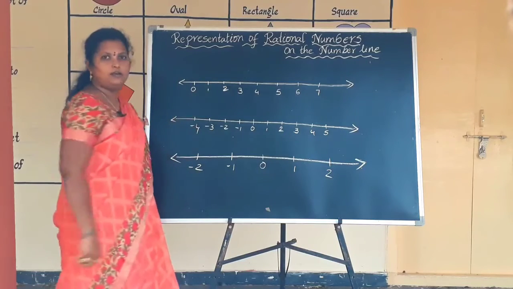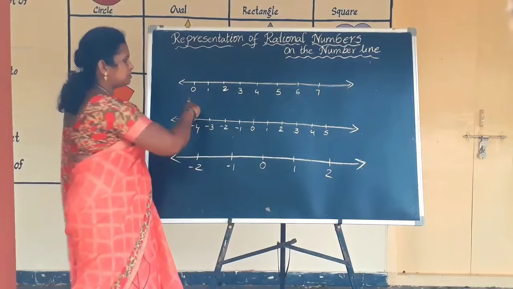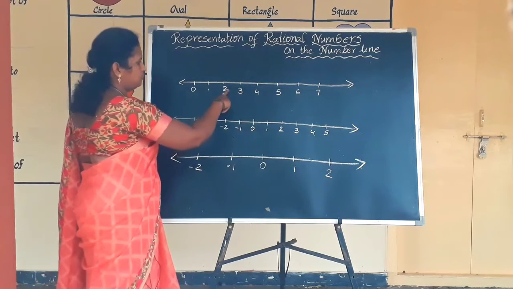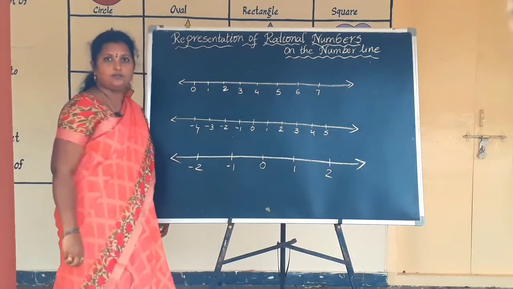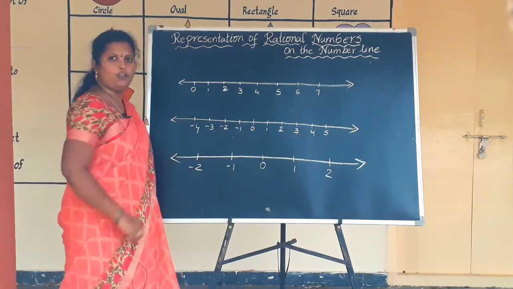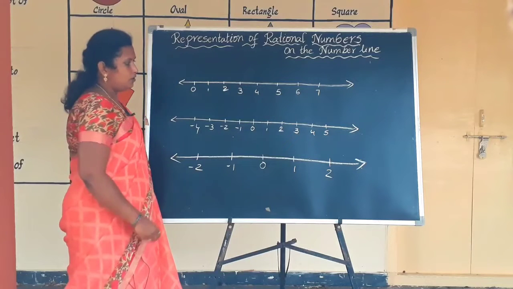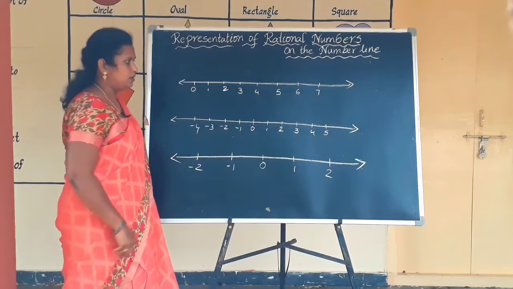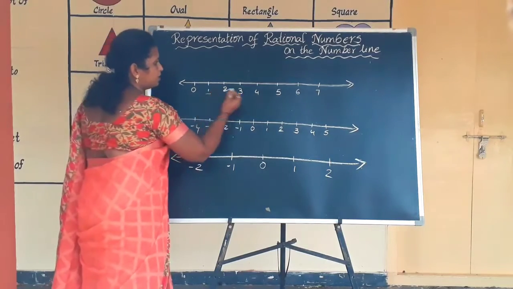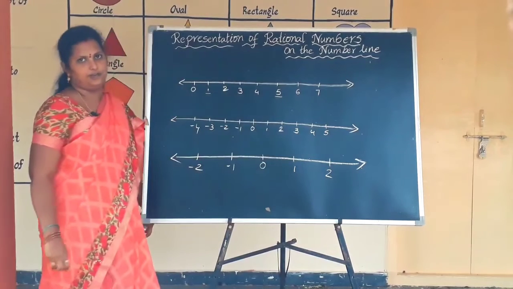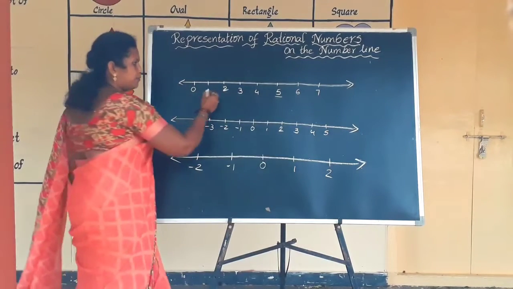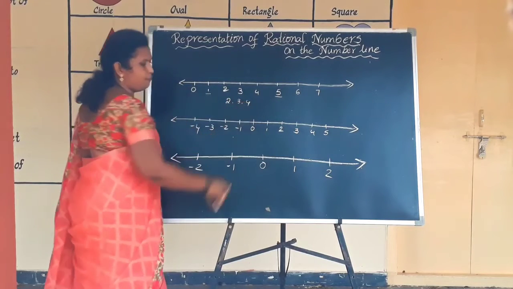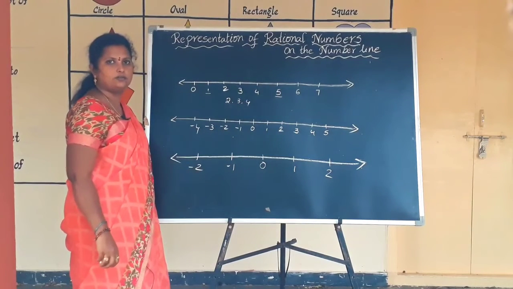Here see this number line. Which type of numbers are there on this number line? We are having 0, 1, 2, 3, 4, 5, 6 and so on. These are all whole numbers. So we can represent the whole numbers or natural numbers on the number line. In this number line, what are the numbers between 1 and 5? Between 1 and 5 we are having the numbers 2, 3, 4. Is it correct or not?